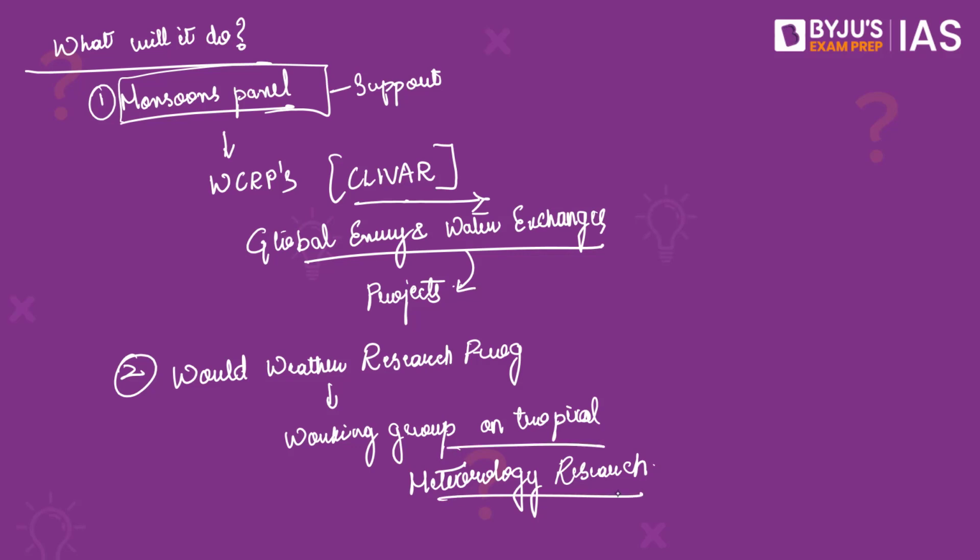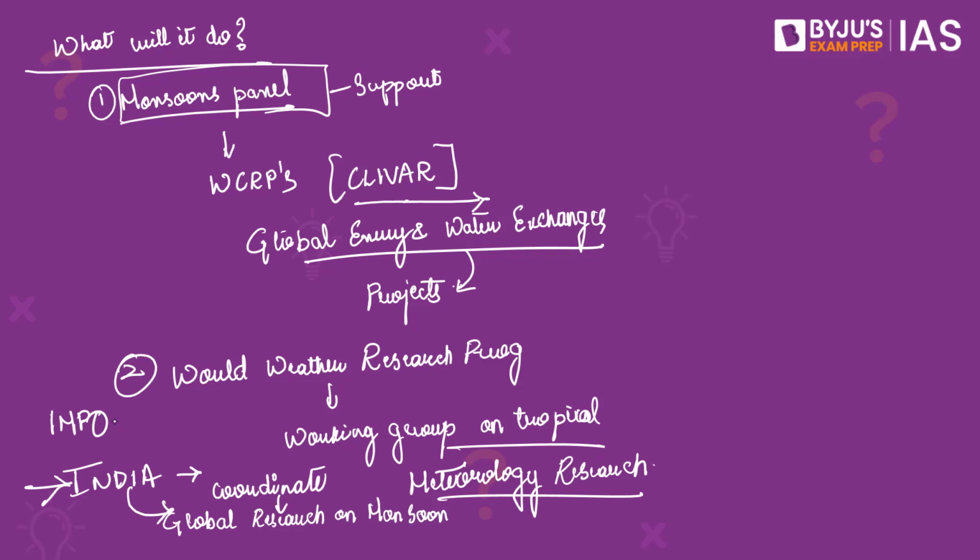To give a proper context, the World Meteorological Organization, a specialized agency of the United Nations, has entrusted India with coordinating the global research on monsoon. And a dedicated office of IMPO has been established in this backdrop. So IMPO is a step towards making India a global hub for monsoon research as well as coordination.